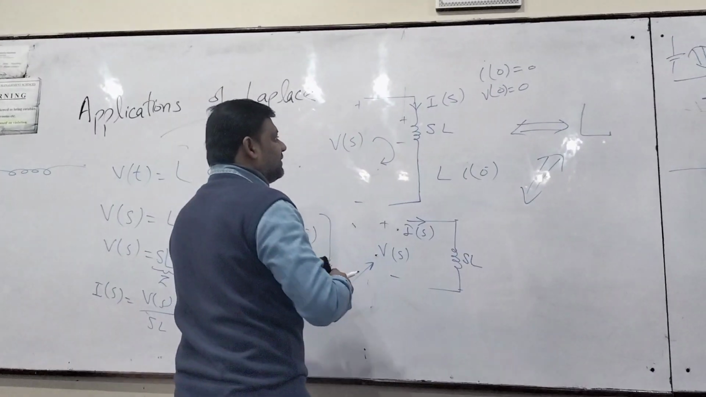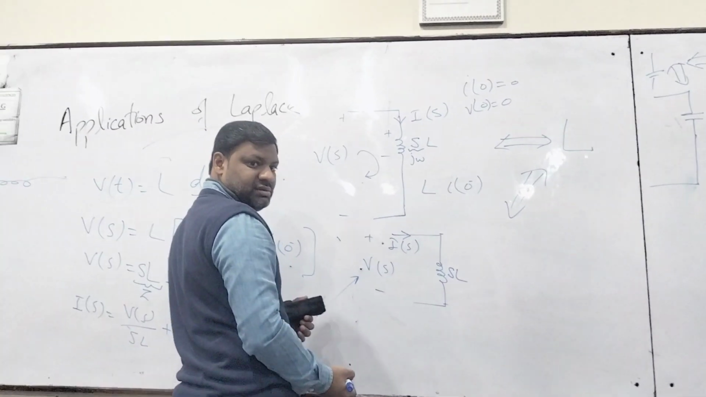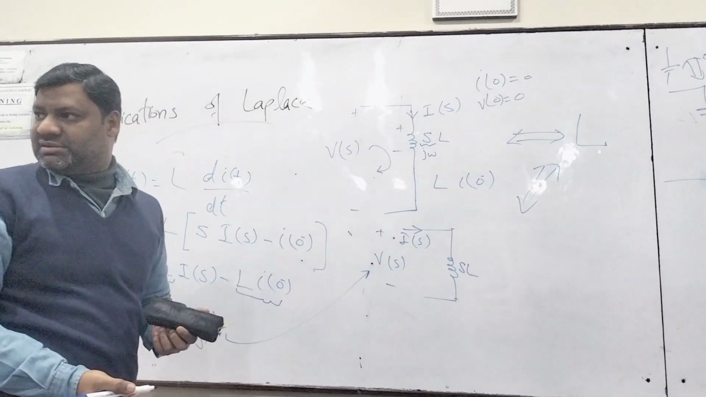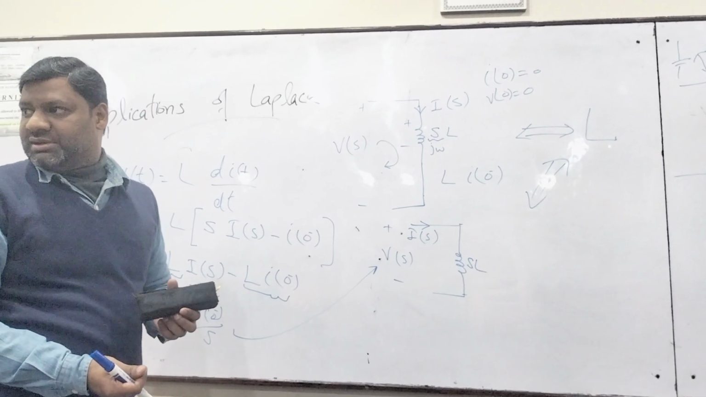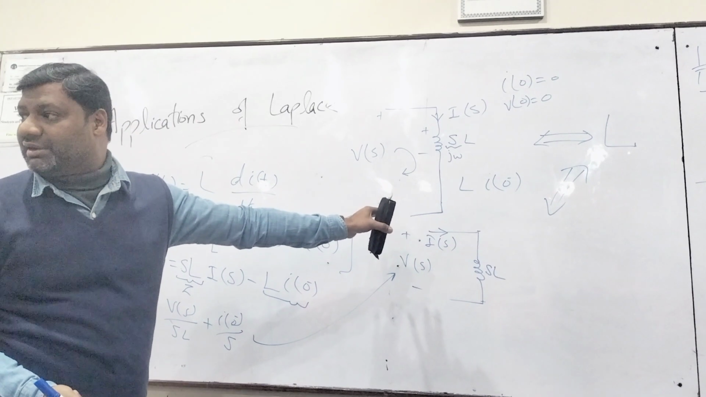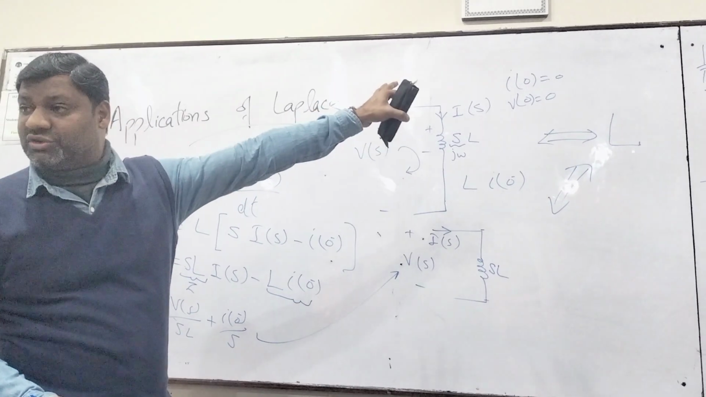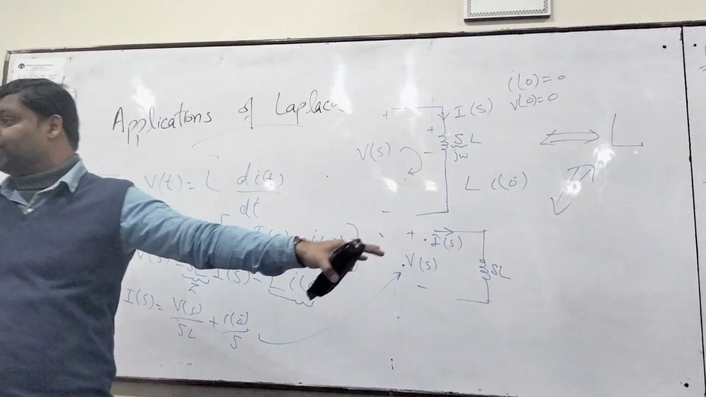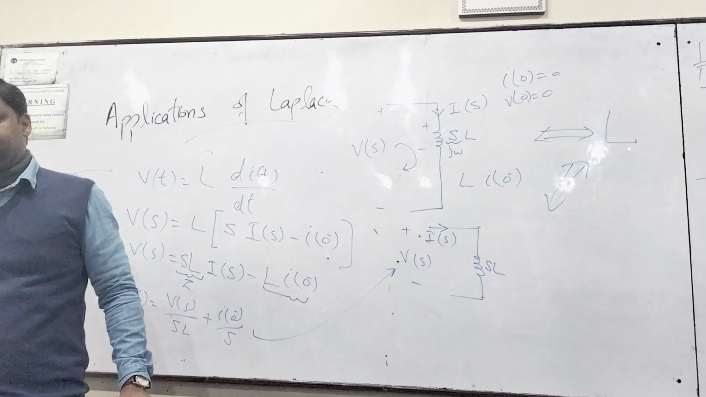If you replace s with j omega, the story was the same. That was the difference between Laplace and the frequency domain. The frequency domain was not providing us the complete solution. It was not discussing the initial values, etc.